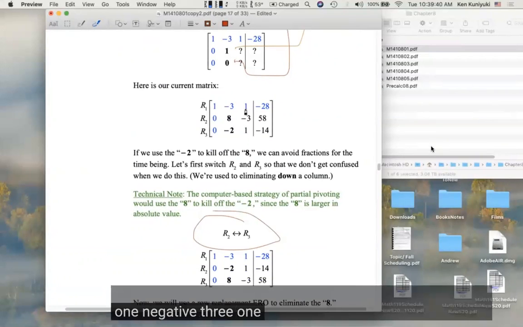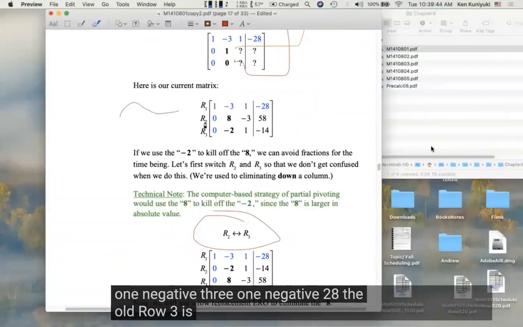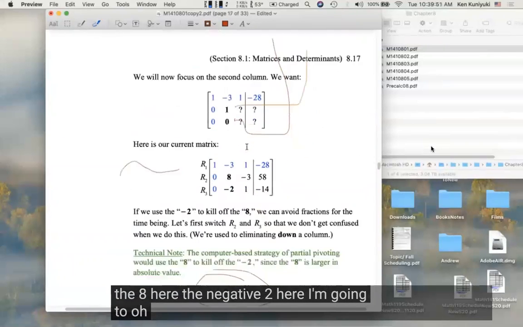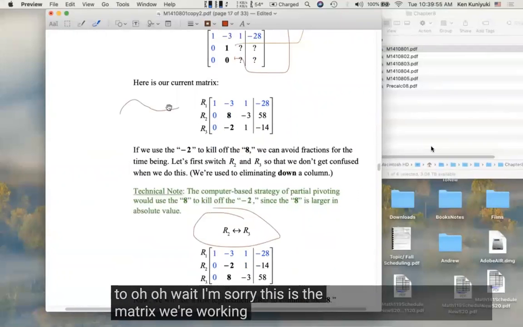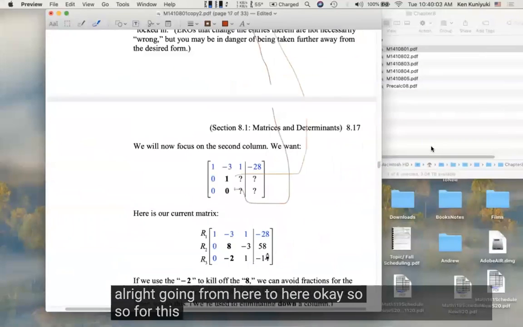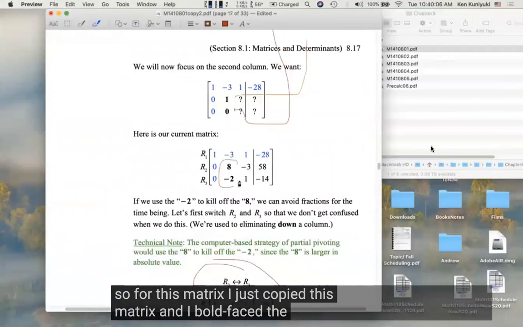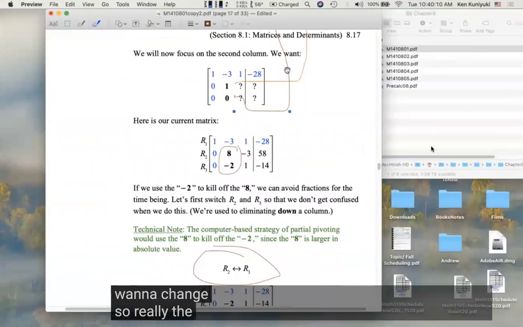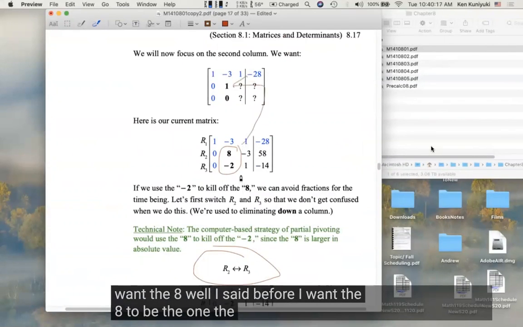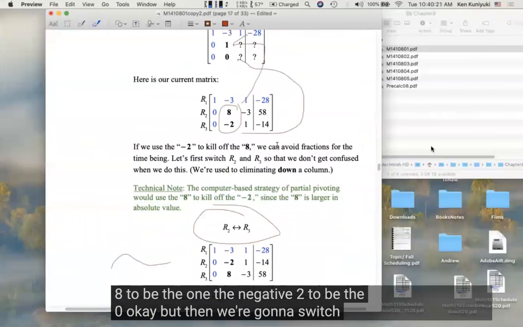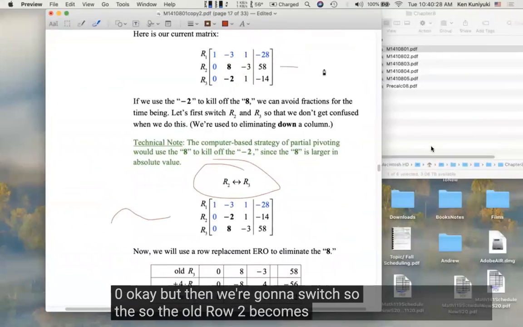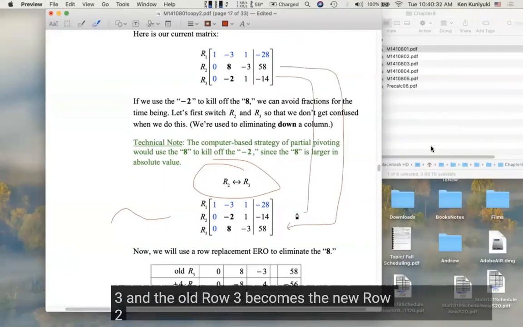Row 1, we keep the 1, -3, 1, -28. The old row 3 is the new row 2. This is the matrix we're working on. I just copied this matrix and I bold-faced the entries we want to change. So really, the strategy is, I want the 8 to be the 1, the -2 to be the 0. But then we're going to switch: the old row 2 becomes the new row 3, and the old row 3 becomes the new row 2.